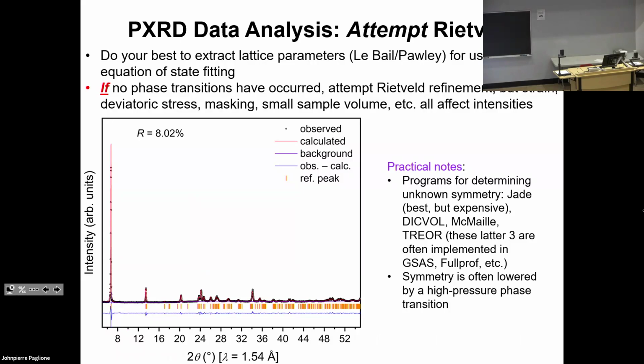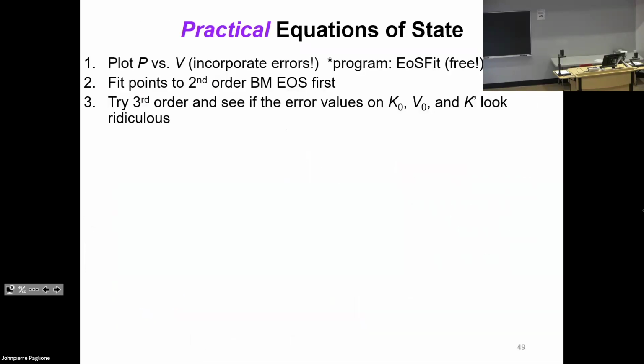One of the trickiest things, though, is that we often get new phases, a phase transition to a different symmetry, maybe a completely different unit cell. And determining that, especially since pressure can induce very unique unit cells, is very challenging. And I would love to hear if anyone else has better programs than this. What I've used is Jade, which actually has a very good mechanism for determining unit cells, but it costs a lot of money. GSAS and FullProf usually implement these programs, but they're only just okay. So I'd love to hear if people have other suggestions.